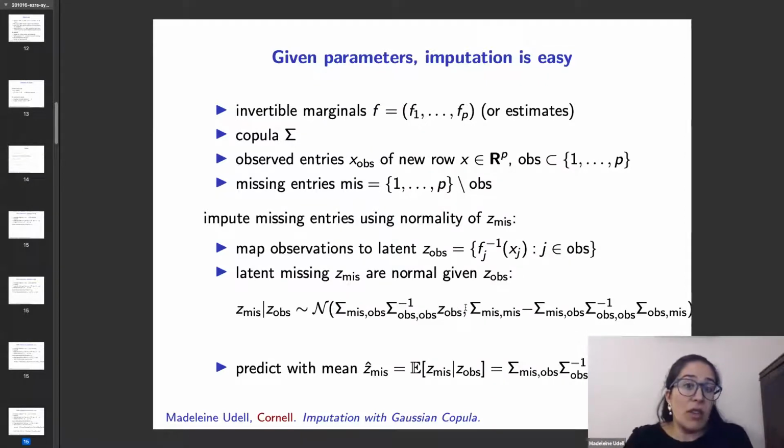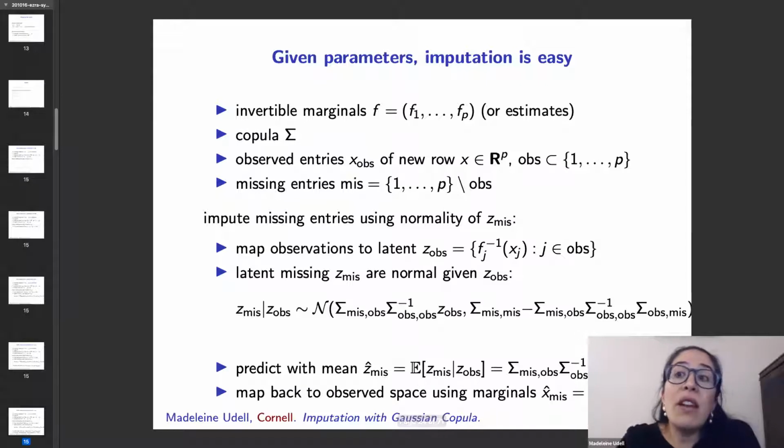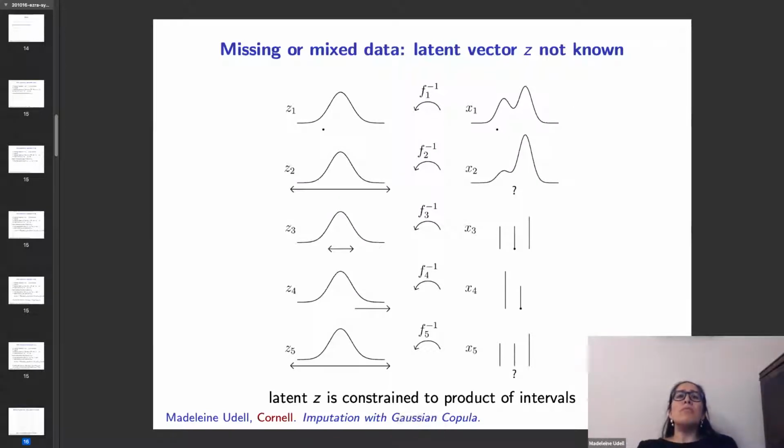Of course, I could also compute confidence intervals this way too, confidence intervals for every entry of z miss. And I can map those back to the observed space by just running the entries of z miss through this marginal function f. So everything is very straightforward at this point once you have your model straight. You can view it also in this space. I've already explained this picture enough, I think, so I'm going to continue.